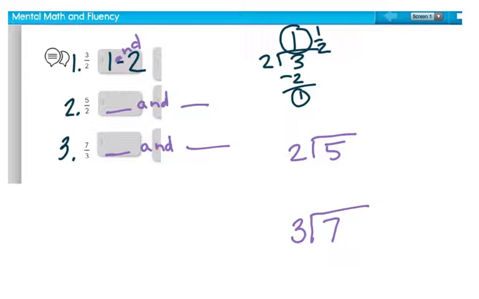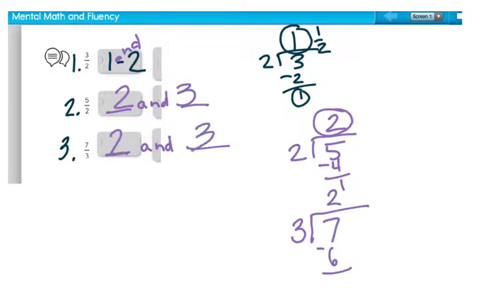All right, number 2, 5/2. Well, I don't even have to figure out my remainder, but I know it's greater than 2, so it's between 2 and 3. How many 3's are there in 7? Well, there's 2 with a remainder, so it has to be between 2 and 3.